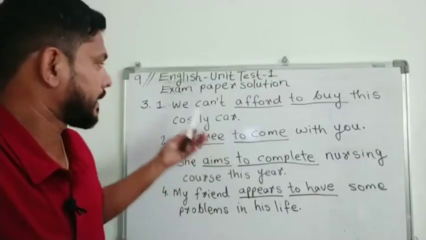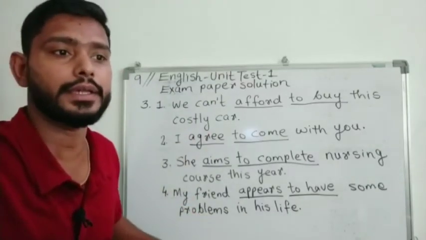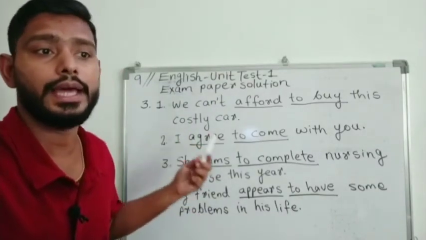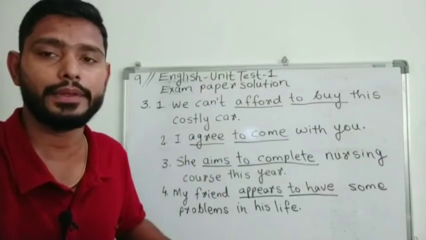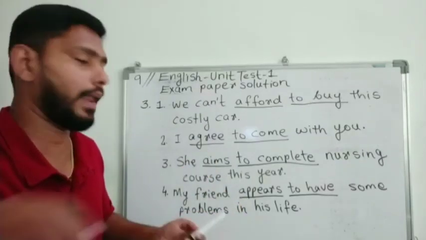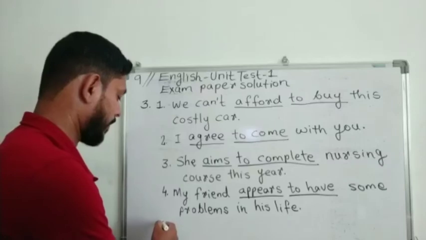Okay, so we have seen four examples, with afford, agree, aim, appear, and the last word for you is plan. Okay, let's make one sentence with plan.